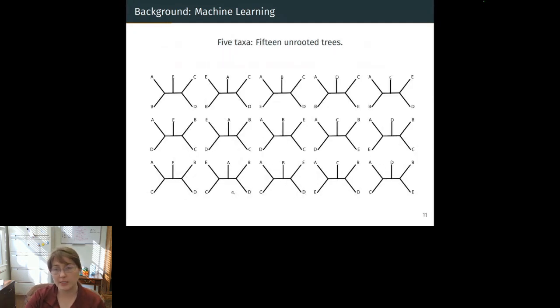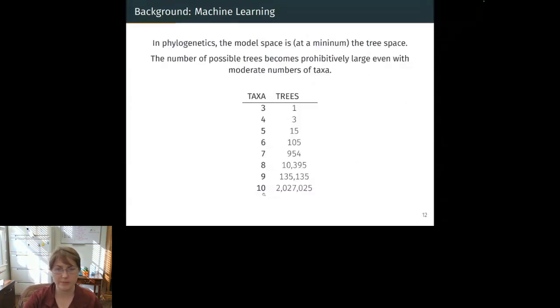However, this quickly gets a lot less feasible. So with as few as 5 taxa, we already have 15 unrooted trees in phylogenetics. And as we add taxa, this is going to get worse and worse. So with as few as 10 taxa, we have 2 million different trees that we need to consider. Since in phylogenetics, the model space is the tree space at a minimum, the number of possible trees is going to become prohibitively large, even with moderate numbers of taxa. It's not feasible to try and simulate thousands of data sets under each of 2 million different trees to train a machine learning algorithm.